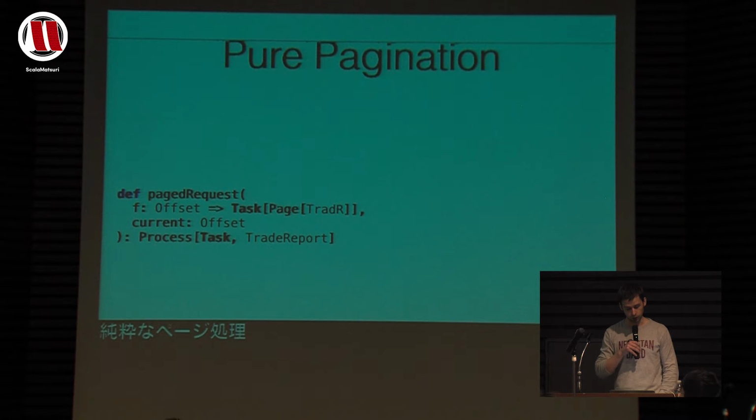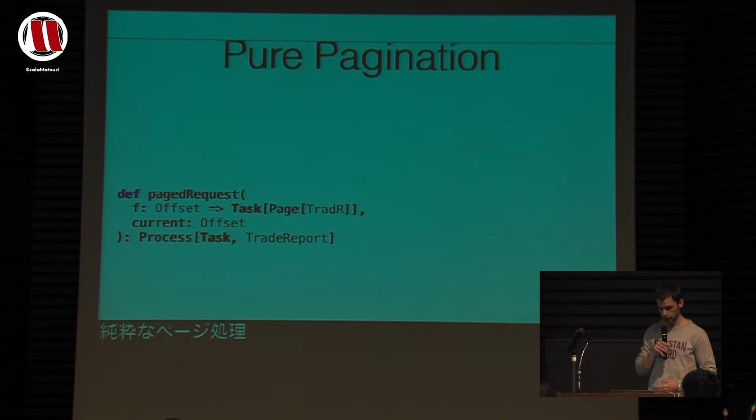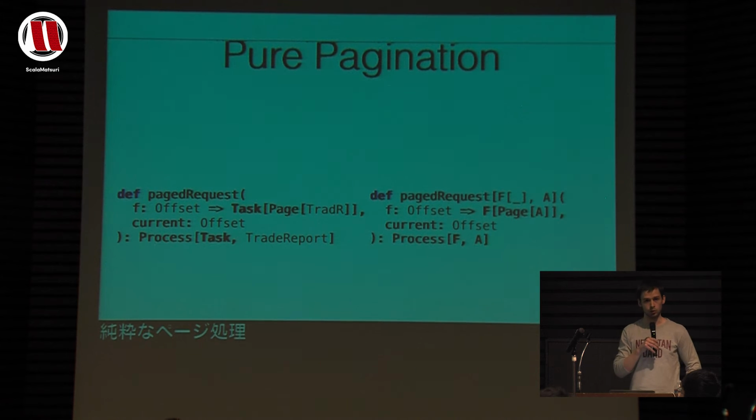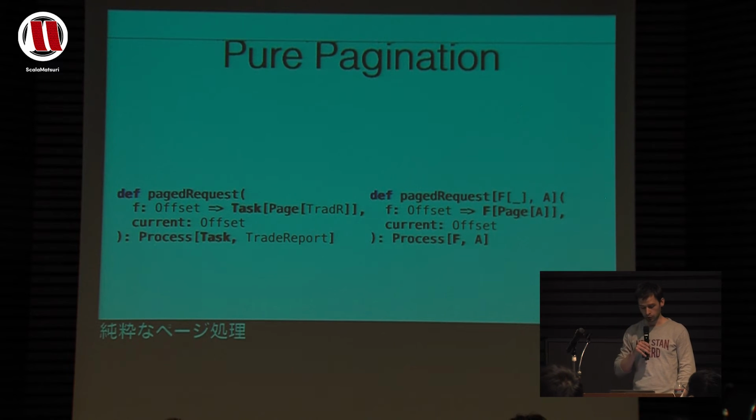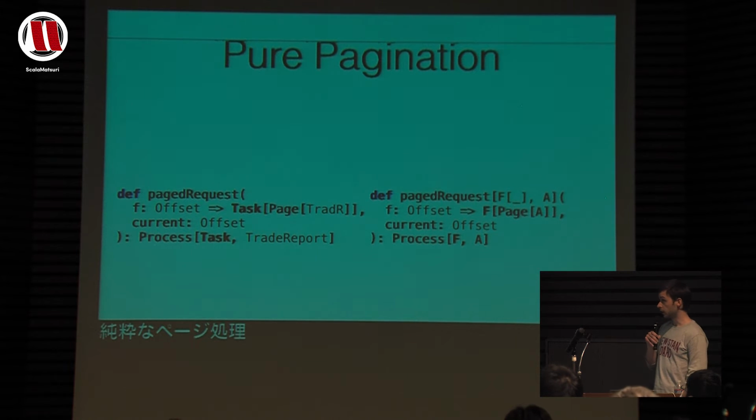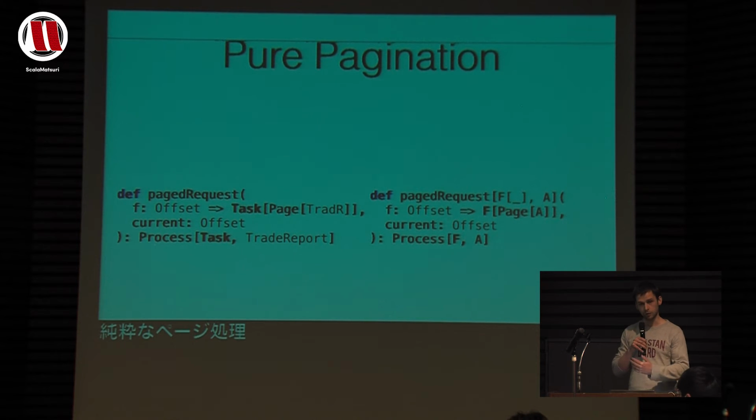We specified we need to have a function of Task to Page and TradeReport, but actually we don't care in the pagination logic whether our pagination is done using Task or any other effect, or whether we paginate on trade reports or, in fact, bananas or A. So on the right hand side you can see that we can abstract our left side by just defining that we have some container F, or effectful F, and we also can abstract the trade report to A. And by doing this, we essentially made it impossible for us to have a side effect within this pagination function.